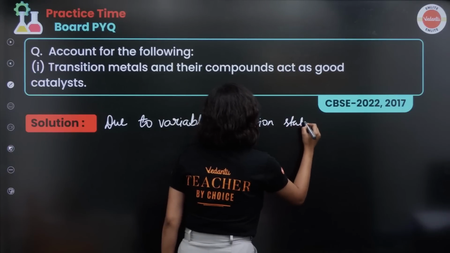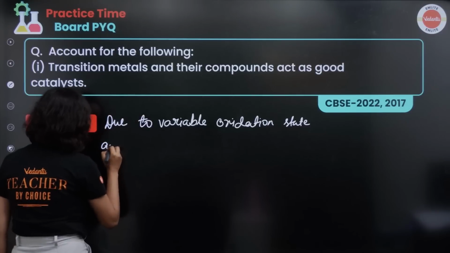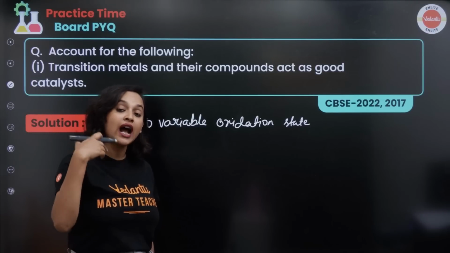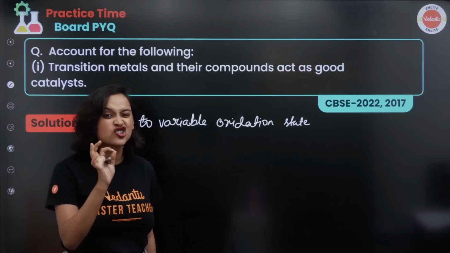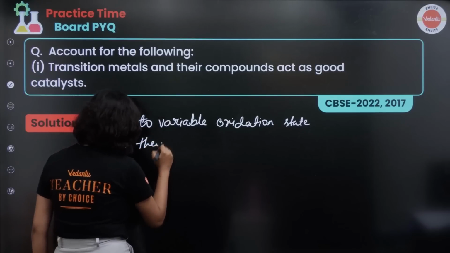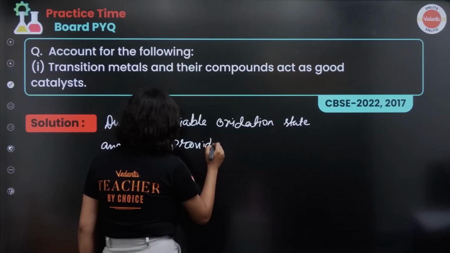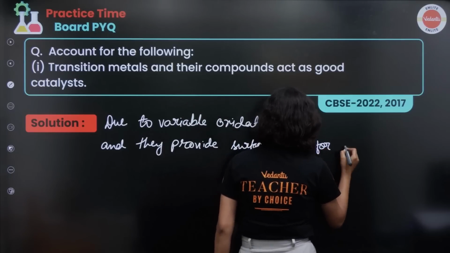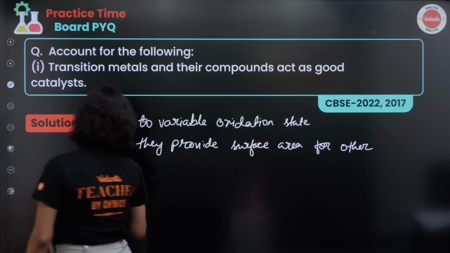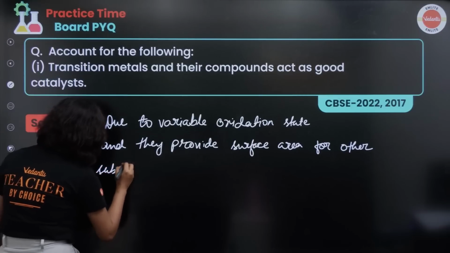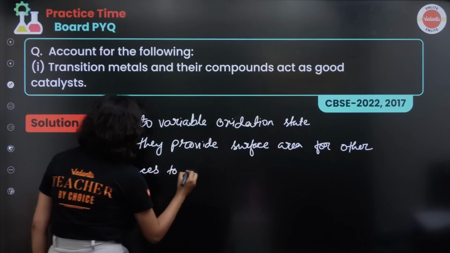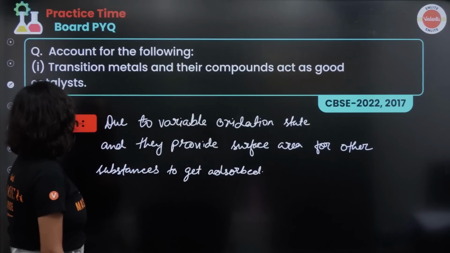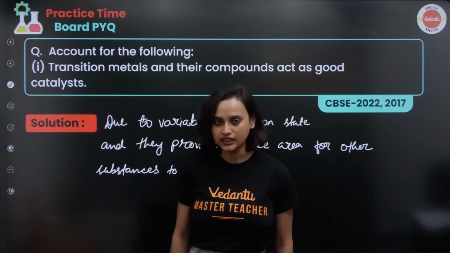Due to variable oxidation state, and they provide surface area. They provide great surface area for other elements to get adsorbed, not absorbed, adsorbed, okay? And they provide surface area for other substances to get adsorbed. Alright, that is why they are such great catalysts. Okay, alright. Now moving on to the next question.